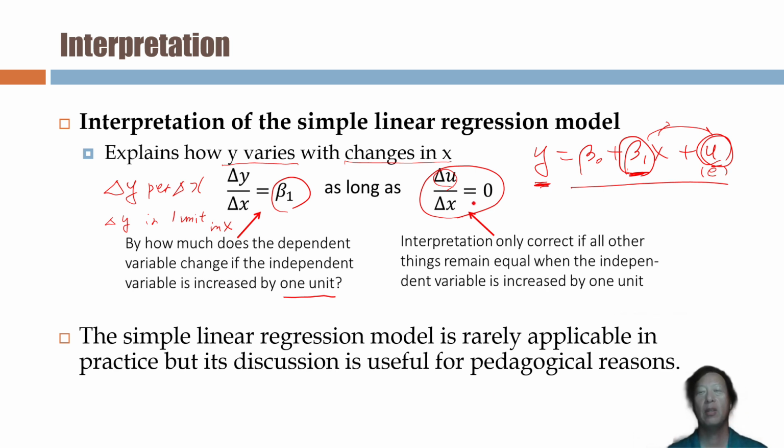U cannot be explained by x at all. That means beta 1 captures the full effect of x on y. So that's why this should be 0.